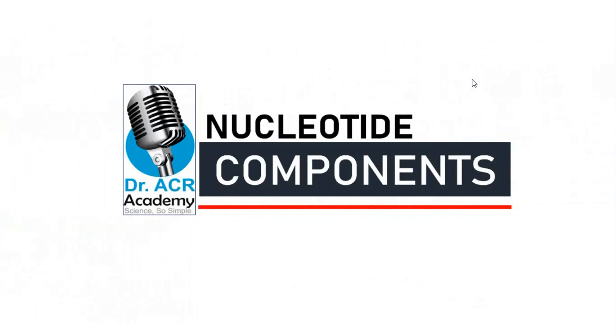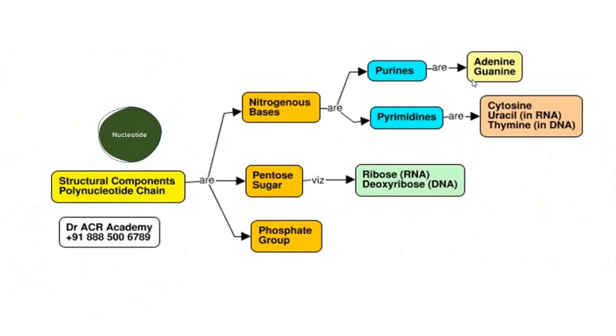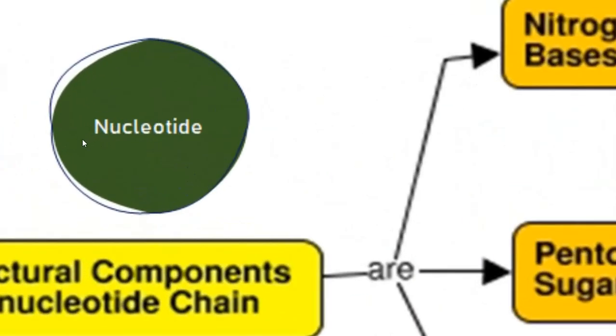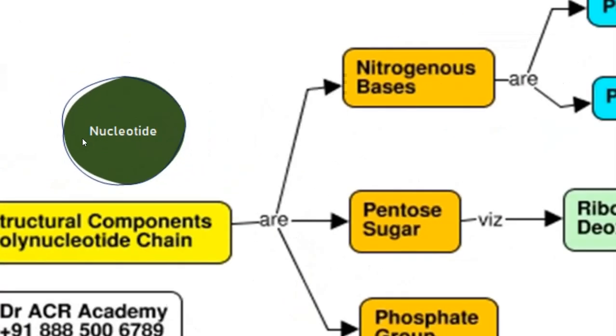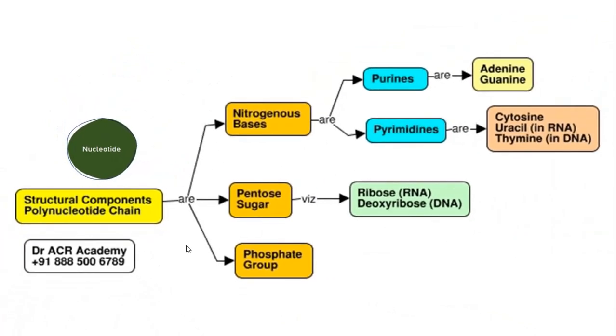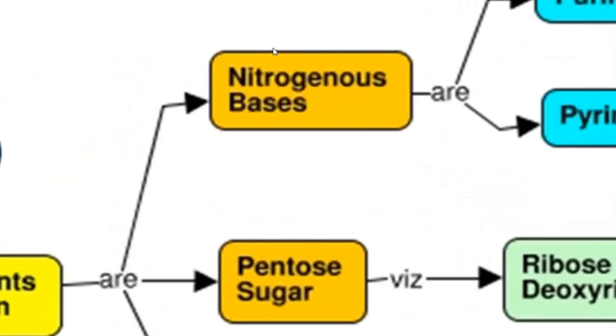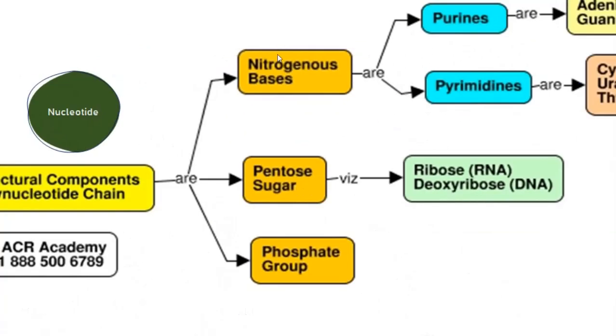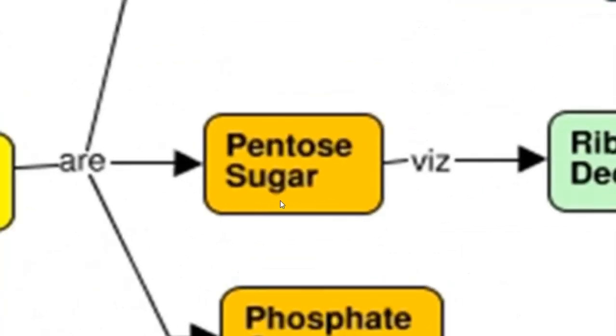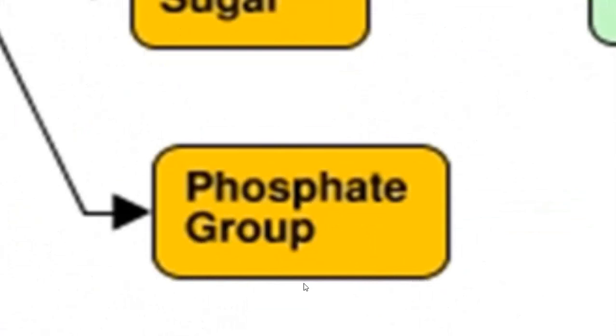Now coming to the nucleotide, these nucleic acids, that may be DNA or RNA, are composed of monomeric units called nucleotides. Coming to the components of the nucleotide, consider this one as the monomeric unit of the nucleic acid, that is a nucleotide, and this nucleotide is composed of three major components. They are nitrogenous bases, the pentose sugar, and third one is the phosphate.